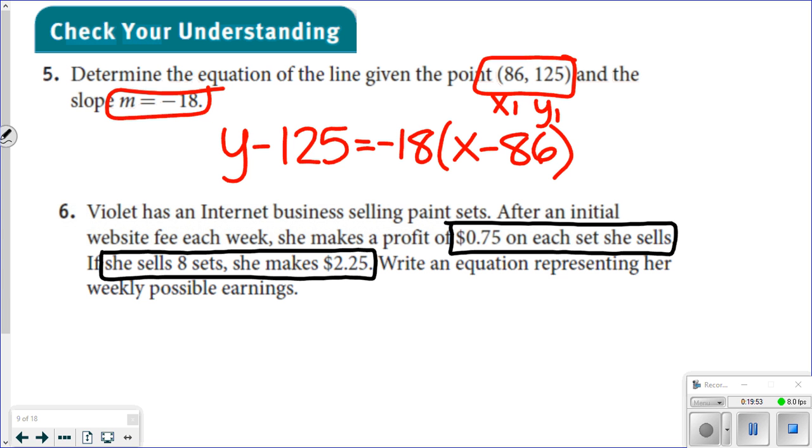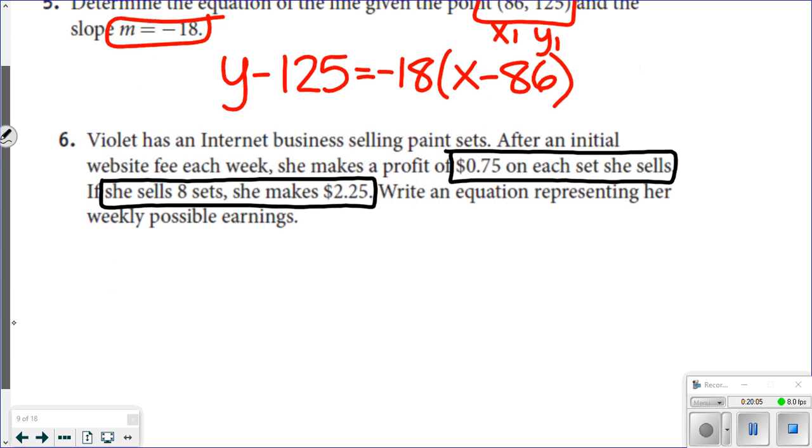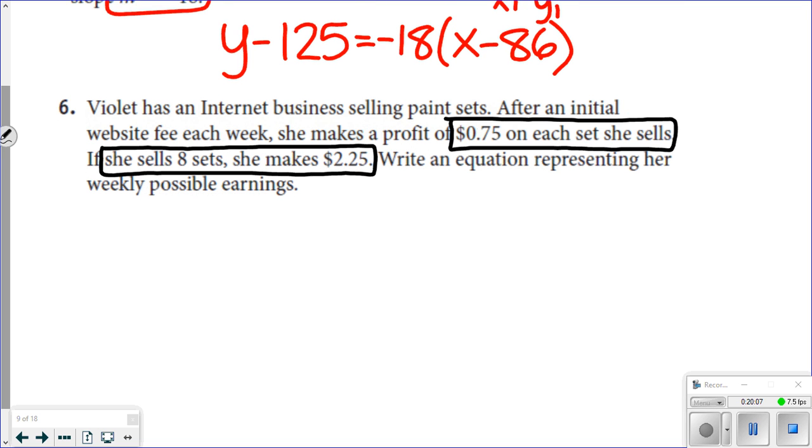Okay, what's the title of the lesson at the top of your book? Point slope form. So you need to figure out from this question what your point is and what your slope is, and then you're going to write it in point slope form just like question 5. So go ahead and pause, and I really want you to try this. You can do it. I have confidence in you.